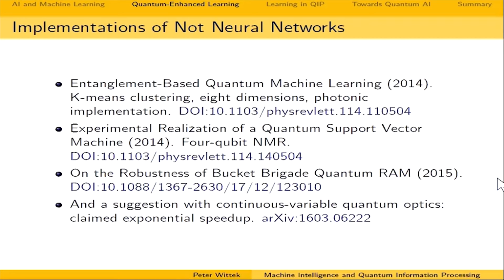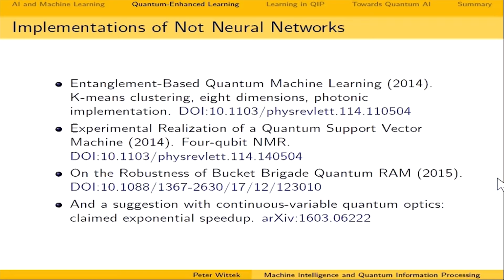And now there are a few ideas to do machine learning with continuous variable systems, which is again very, very good for photonic implementations. So my conjecture is that we will see more and more photonic implementations of various learning protocols, both continuous and discrete variable systems.